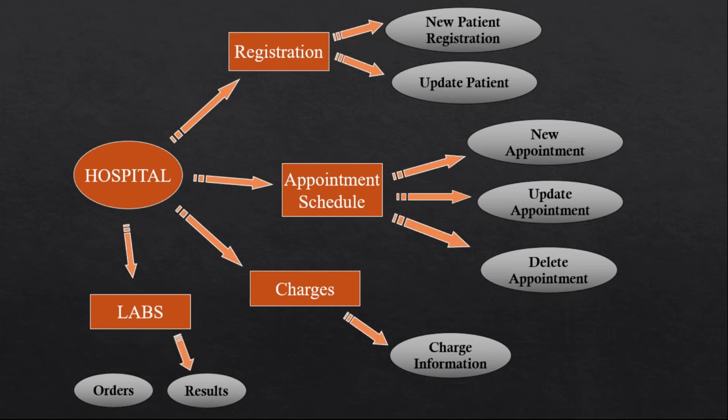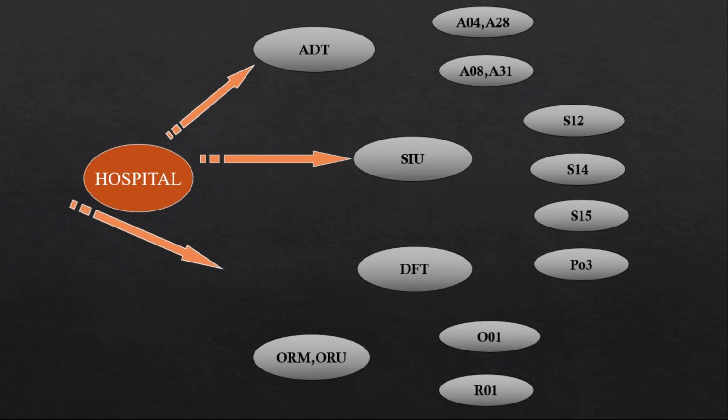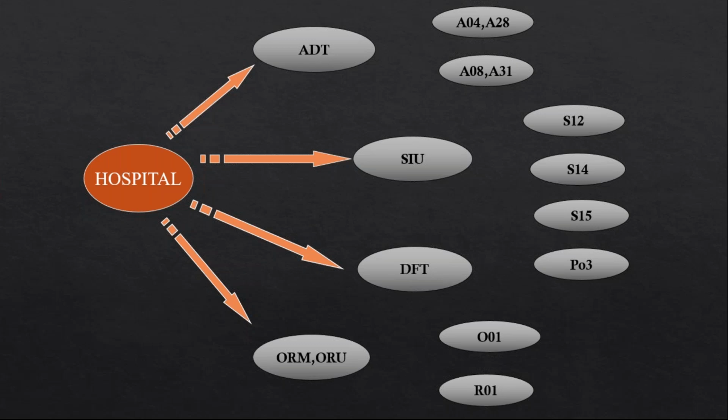So let's look at the names of each one of these in terms of HL7. When we talk about HL7, registration is represented as ADT, as we have seen in the previous slide, and appointments are represented as SIU, charges are represented as DFT, and labs are represented as ORM and ORU. And in the previous slide, we have seen each of these messaging events are again divided into sub events.